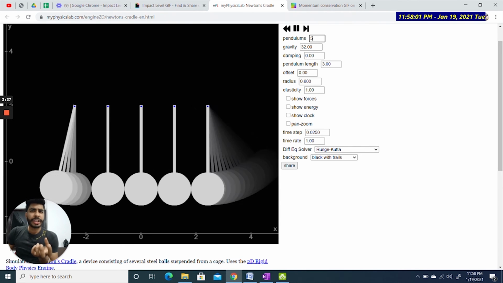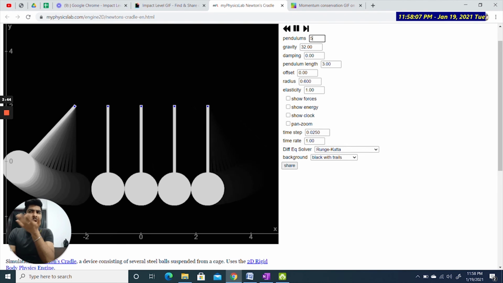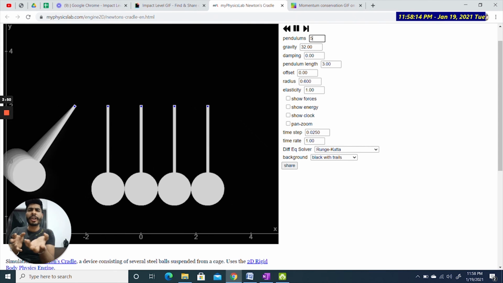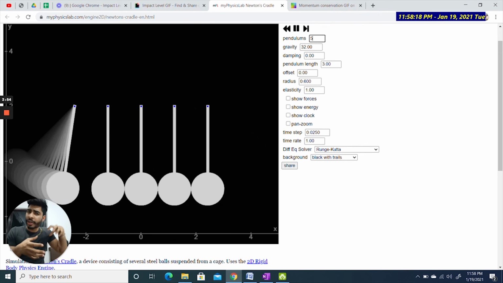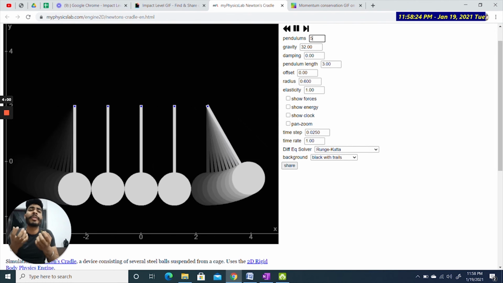Isolated means there should not be any external force acting upon the system. Now all these 5 pendulums are moving freely, no one is disturbing them. But if someone comes and tries to disturb these pendulums here and there, then it means someone is applying external force. If external force is acting on the system, then momentum conservation will not hold.